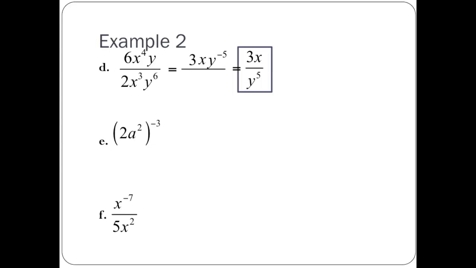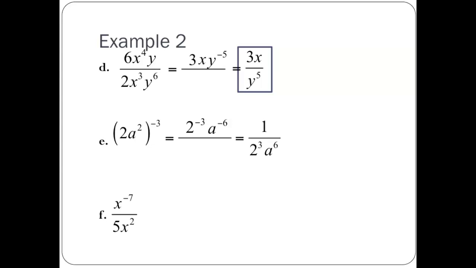All right, next we have 2a squared, all raised to the negative 3rd power. So we'll raise 2 to the negative 3rd, and then a to the negative 6th. Now, since both of these are negative exponents, we're going to move them both into the denominator. Now, what happens to the numerator if we do that? We'll have to leave a 1 as a placeholder in the numerator. So this is going to be 1 over 2 to the 3rd, a to the 6th.